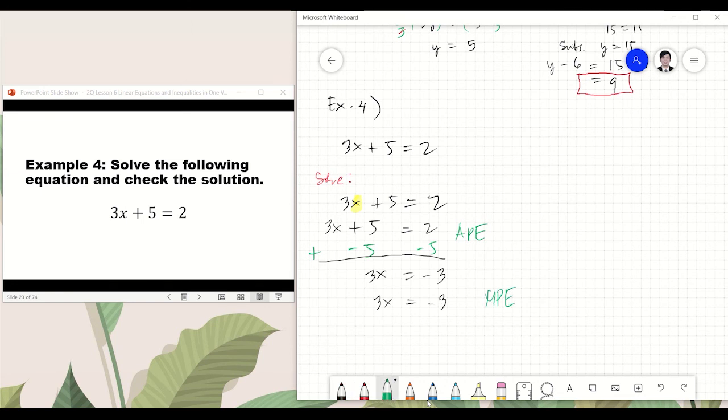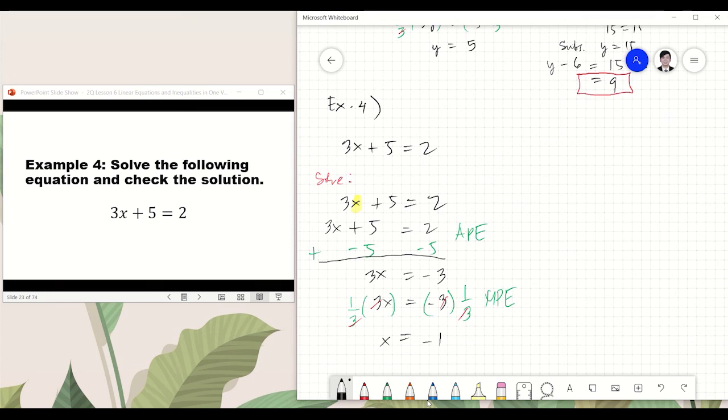So, magmumultiply tayo ng reciprocal ng ating 3. Ano yung reciprocal ng 3 natin? That's 1/3. Whatever you do on the left, do on the right. Cancel out the 3. Negative 3 times 1/3. Maka-cancel out yung 3. Yung matitira na lang is negative at saka 1. So, negative 1.